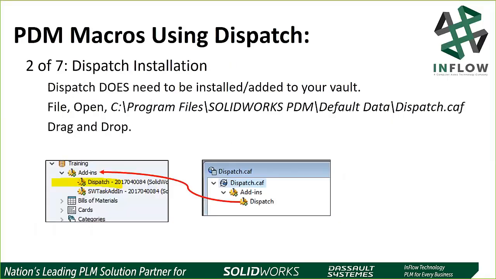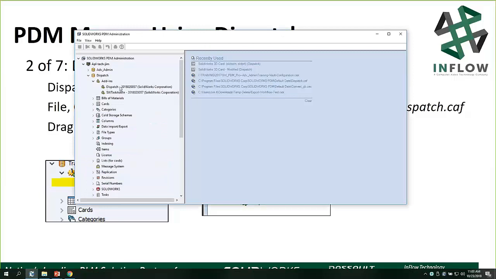So dispatch does require some installation in your vault. Under the add-ins, you would need to see dispatch listed there. If it's not there, you can add it in. You can actually do this from a client, which I think is kind of slick. You don't actually have to be on the server to do this, but you do have to browse to this location here in the program files on your local disk. You should see a dispatch.caf file. And you can import that, drag and open that up in the administration tool and drag and drop it to add it to the add-ins. And once you're done with that, you should see it listed here like this.